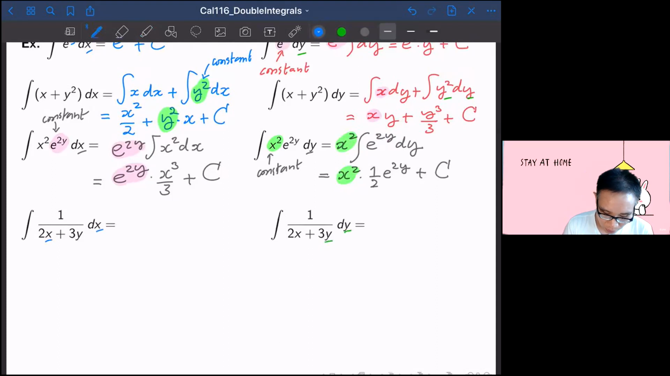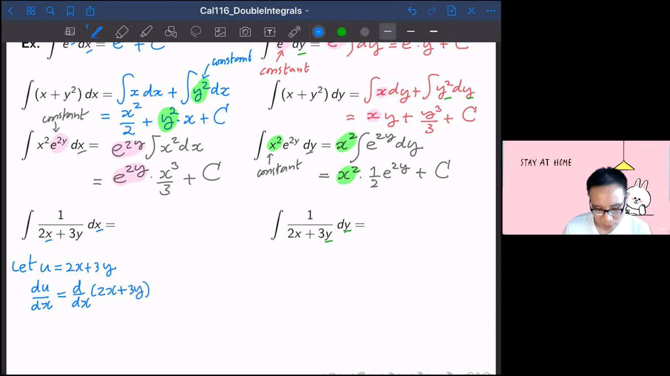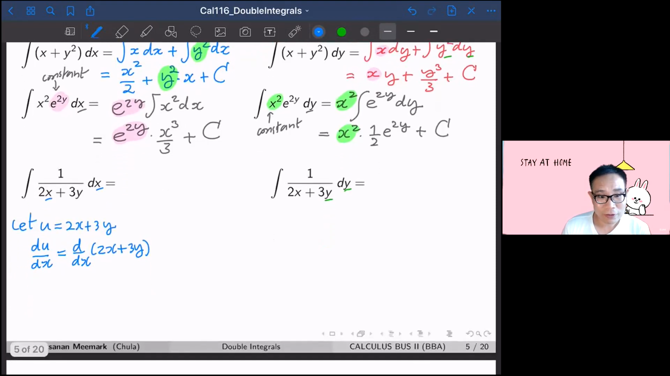In this case, you're just going to use the substitution u equals 2x plus 3y, and you're going to differentiate. The funny thing is you differentiate with respect to x. So you have the partial derivative with respect to x of 2x plus 3y. It's going to be 2 plus 0.